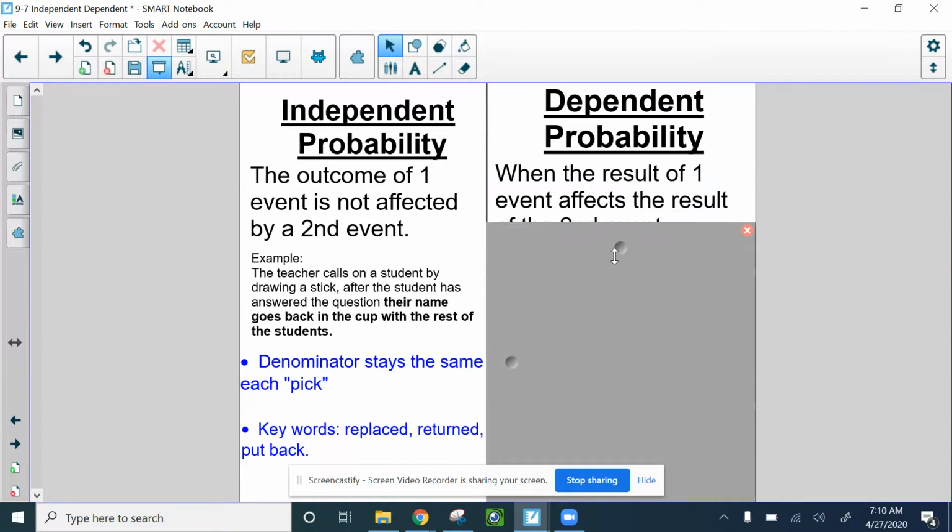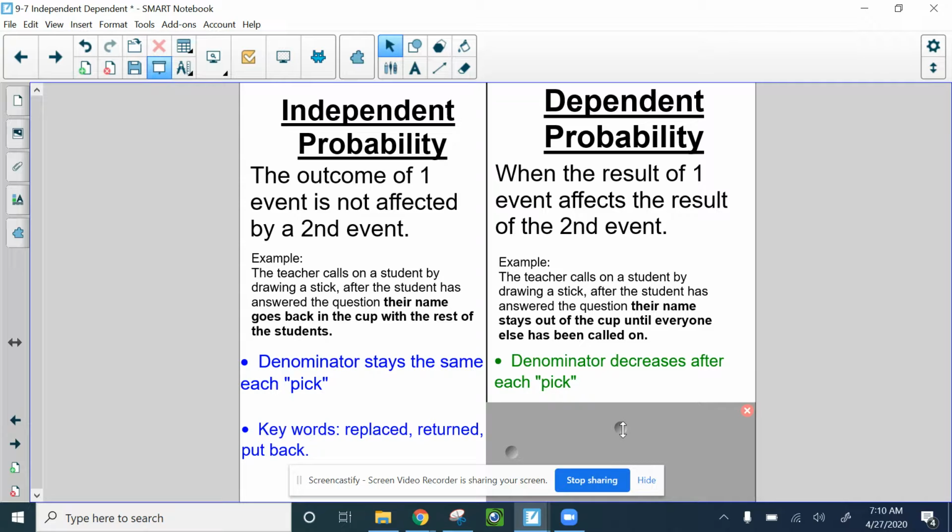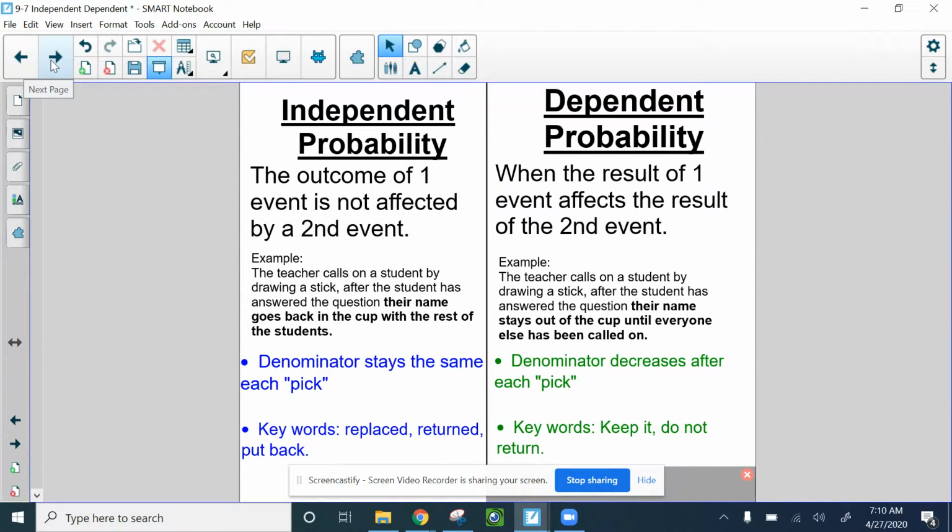However, dependent probability is when the results of one event affect the results of a second event. For example, when I pick a stick out of all the popsicle sticks, and after a student answers the question, I keep their name out of the cup till everyone's name has been called. That's what I normally do in class. Every time, your probability changes because the denominator is decreasing after each pick. Some keywords are keep it, do not return. So these are some keywords for independent versus dependent probability.